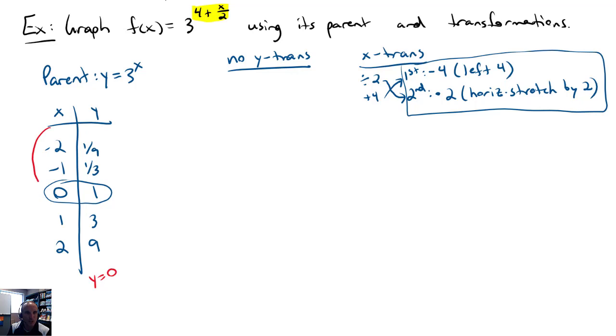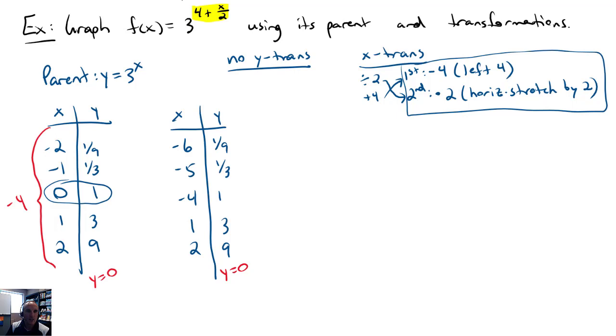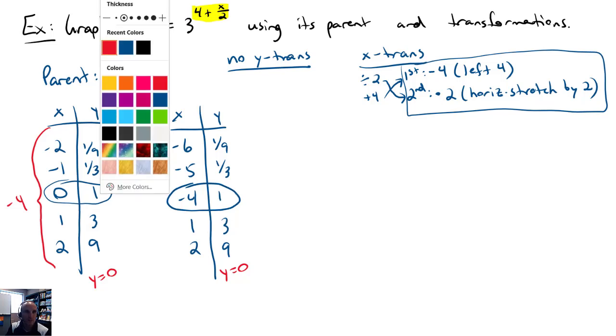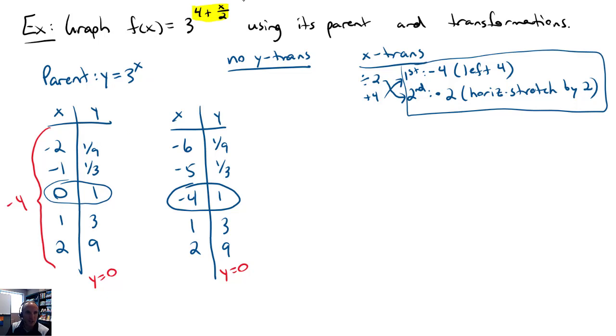So I'll go to my x column now for my x transformations, and I'll subtract 4 from all of these. And we can see now that our reference point changed from (0, 1) to (-4, 1). Let's change the color of my pen. It's because it shifted left 4 units. My y column didn't change, just my x column. Now I need to do my second x transformation, which is times by 2 to my x column. They're all going to double, giving us a new xy table.